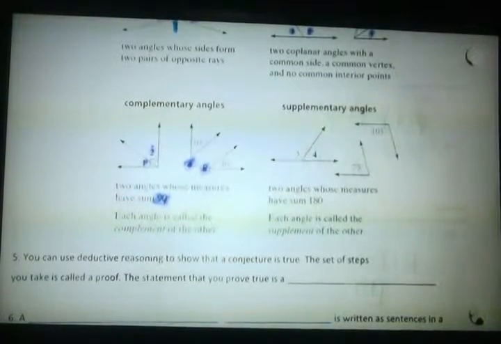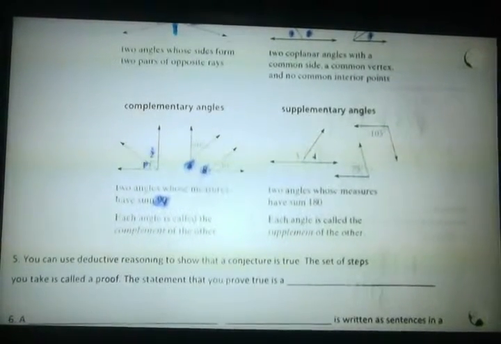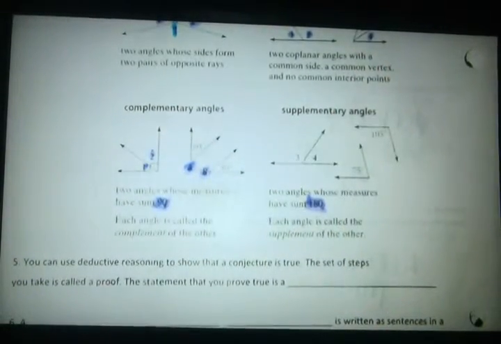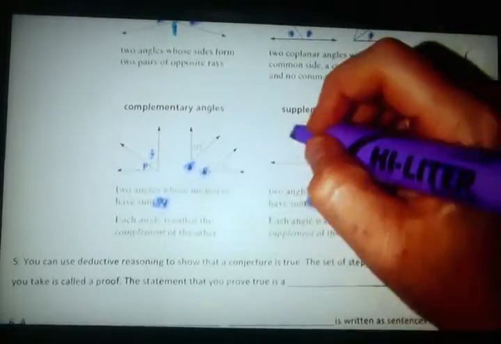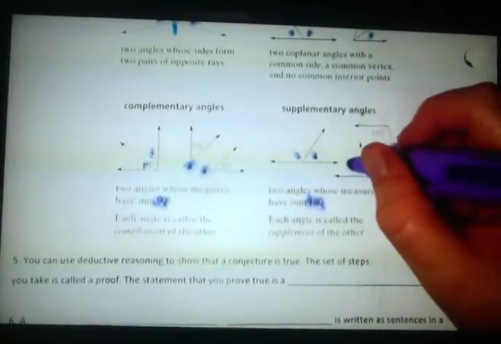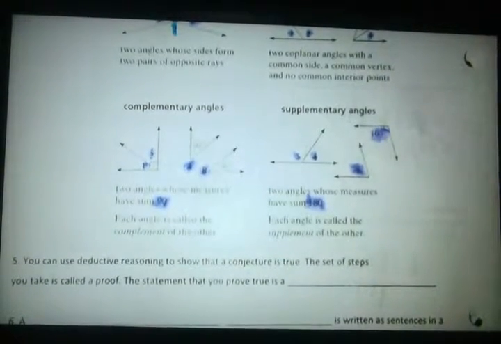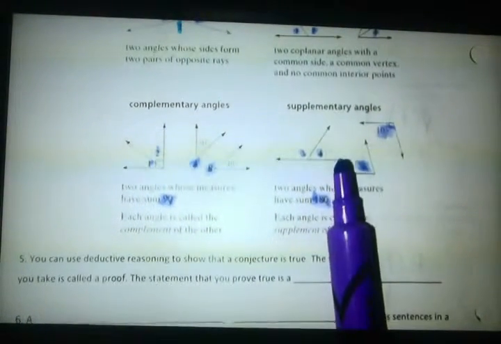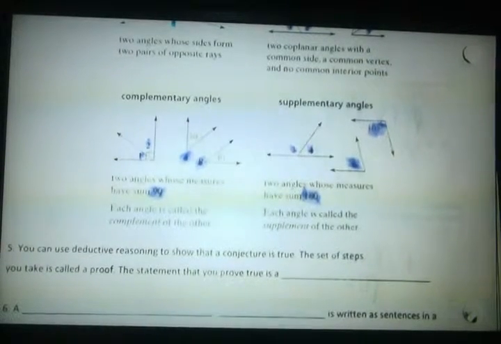Okay, then supplementary angles, same idea as complementary, except you have 180 degrees for their sum. Okay, so here are adjacent ones, 3 and 4. And then this 75 degrees and 105 degrees, those are also supplementary but not adjacent. Okay, so they don't have to be touching to be complementary or supplementary. Got it? Okay.